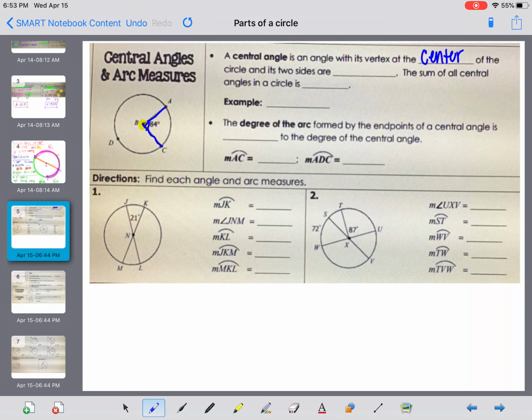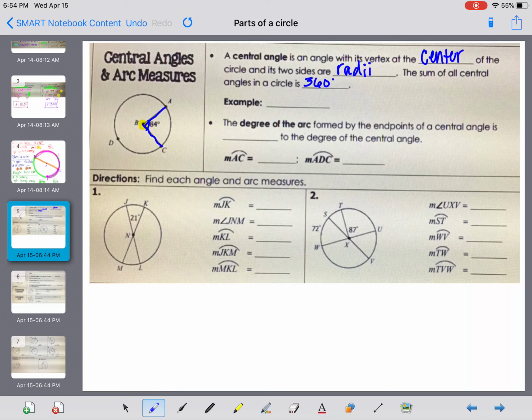For example, you can see here in our picture that our center is B. And you can see here that angle ABC has its vertex right there at the center of the circle. So a central angle is an angle with its vertex at the center, and its two sides are radii. You don't say radiuses, you say radii. So you can see that AB here is a radius and BC here is a radius.